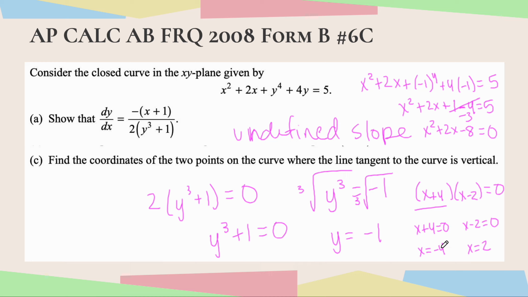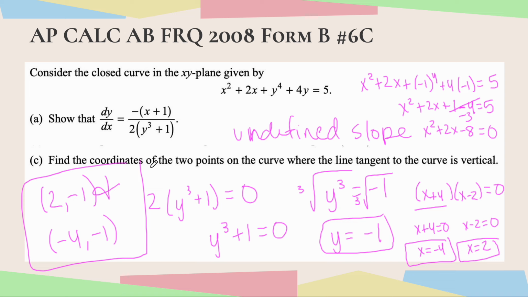So now I have my 2 points. My first point is 2 comma -1, because remember I already found my y value is -1. And my second point is -4 comma -1. So just to recap, these are the 2 points on the curve where the tangent line is vertical.